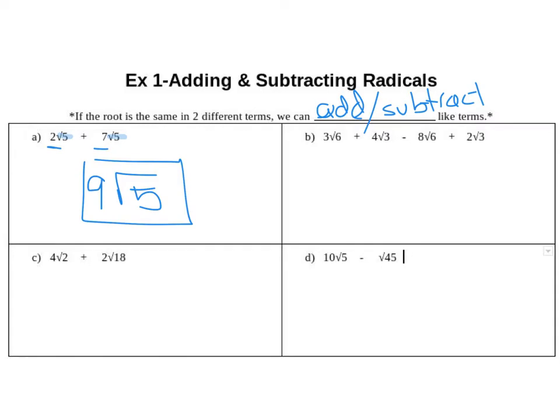If we look at example B, we're looking for like radicals. So we have a 3 and a negative 8, or 3 minus 8, so we need to subtract, and we have negative 5 root 6. Then we have the plus 4 root 3 plus 2 root 3 that have the same radical terms, so we can write that as 6 root 3.